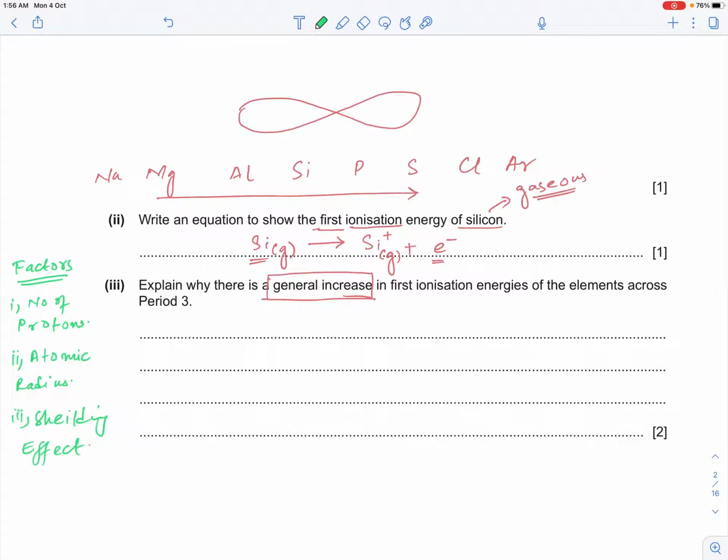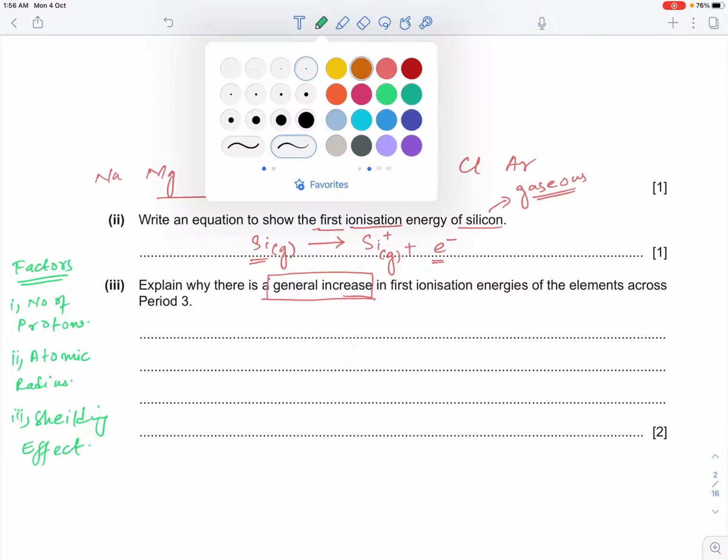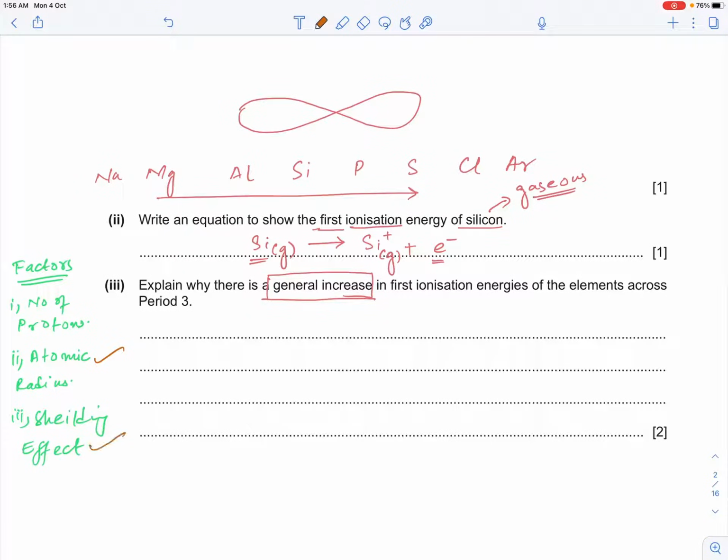So I hope you know this thing, that across the period, atomic radius and shielding effect, they both almost remain same, right? So the thing which changes is number of protons. Sodium has 11 protons, magnesium 12 protons, aluminum 13, silicon 14, phosphorus 15, sulfur 16, chlorine 17, and argon 18. So that means the number of protons are increasing. Nuclear charge is increasing, right?